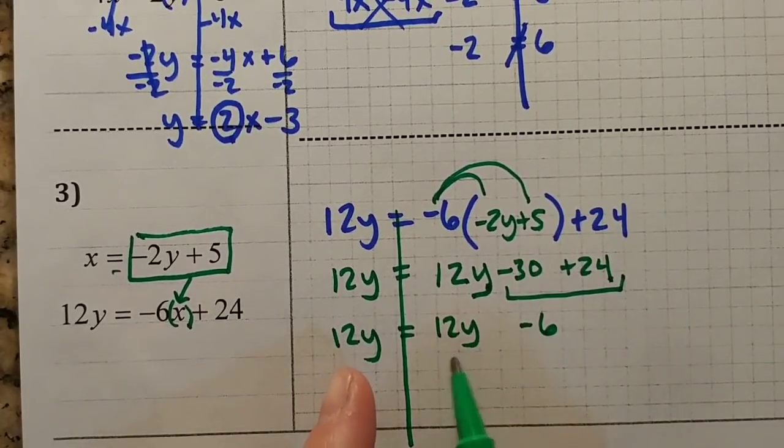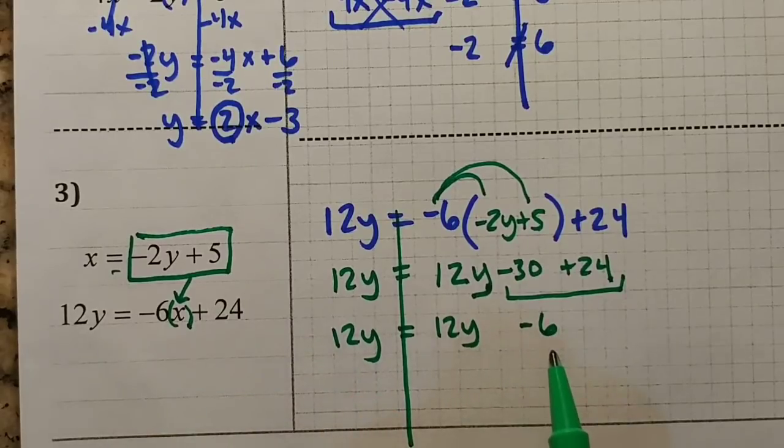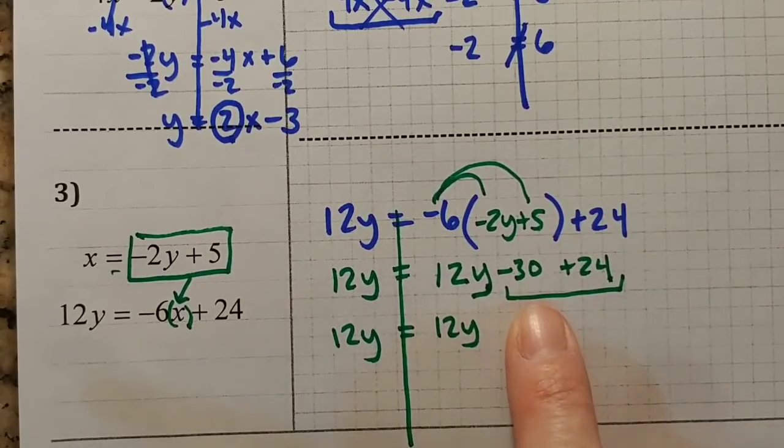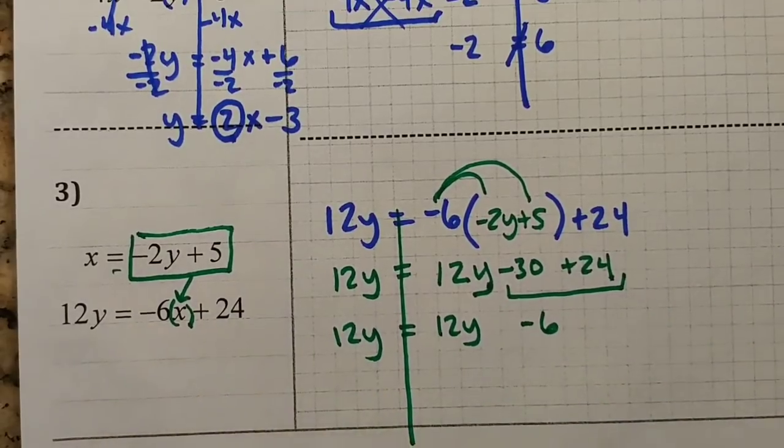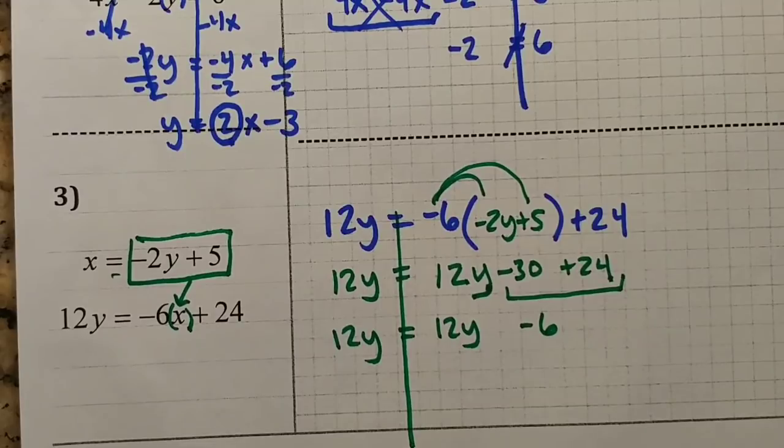Well, 12y is equal to 12y take away 6. That could never be equal. This side would always be 6 less. You know that 12y is equal to 12y, right? But if I subtract 6 away from this side and not this side, they're never going to be equal. So already you probably notice there's something wrong here. Well, let's take it a step further.